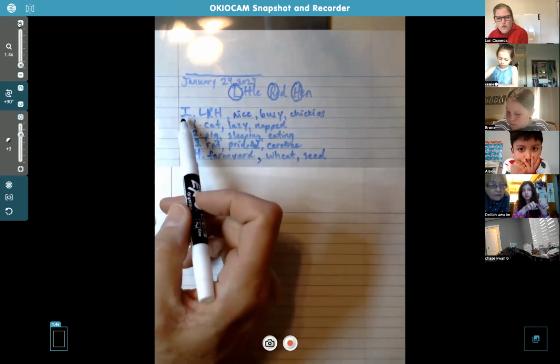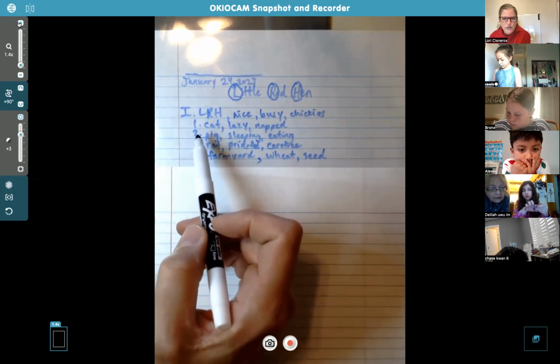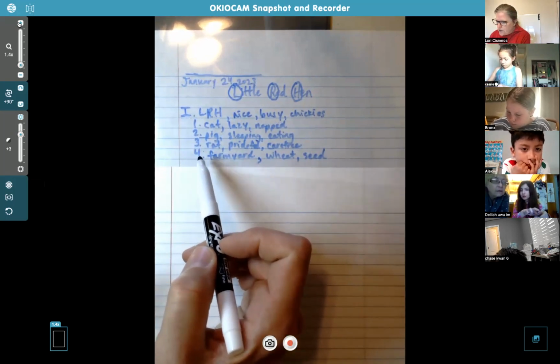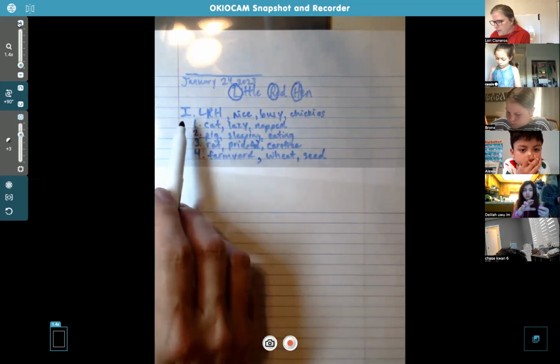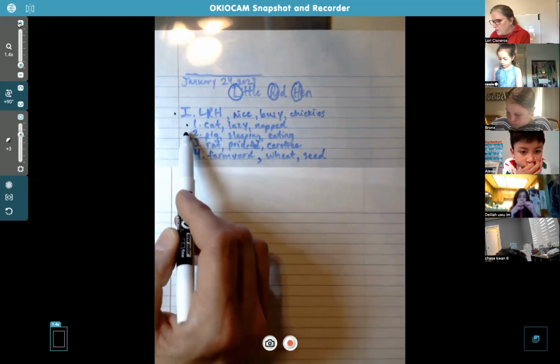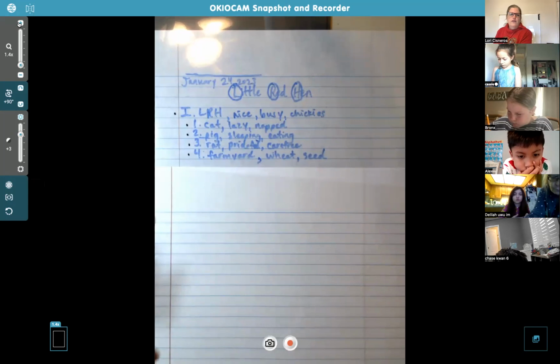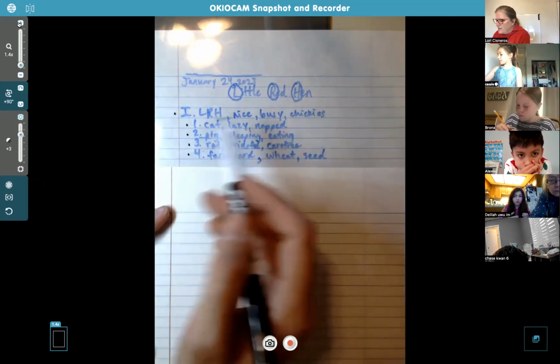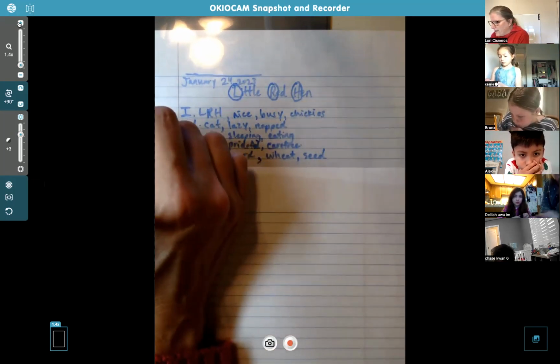Do you see that there's a Roman numeral 1 and then you have 1, 2, 3, 4? So that makes 5 altogether, right? That's 1, 2, 3, 4, 5. 5 lines that we have our key words on. That means this is a paragraph right here.